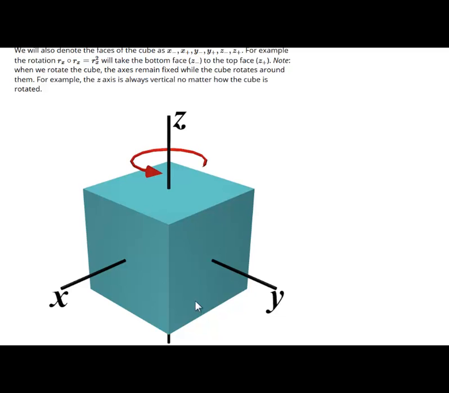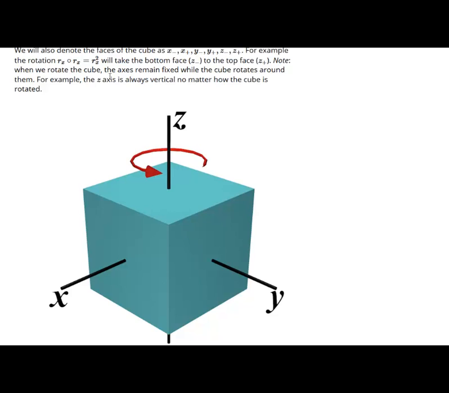Right? So notice that if I rotate, this face x plus is going to go to one of the other faces. And it shouldn't be too hard to convince yourself, if you get a cube model, that I can find a rotation that takes this face x plus to any of the other faces.